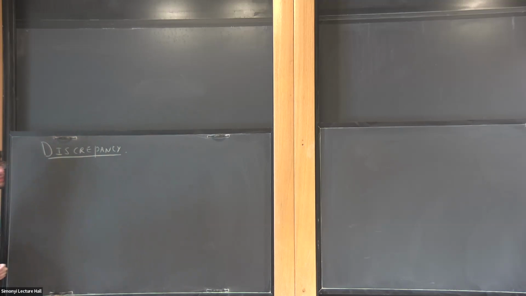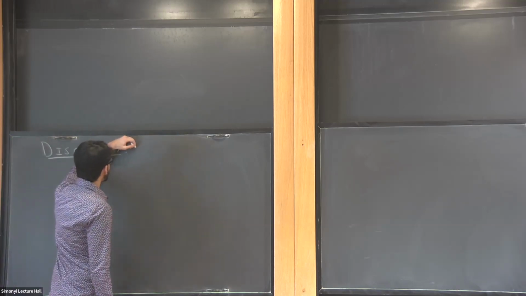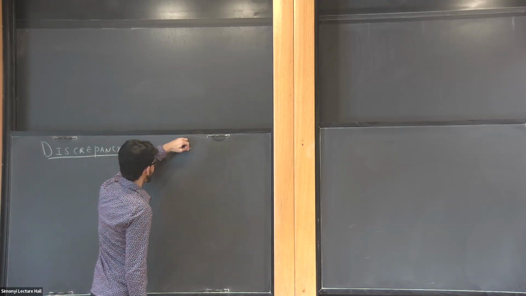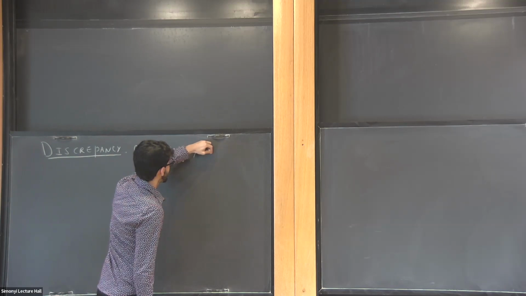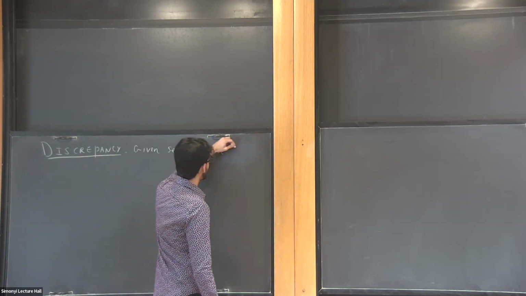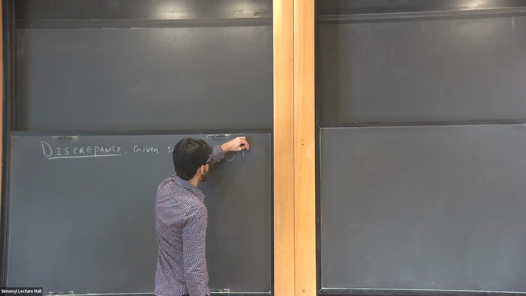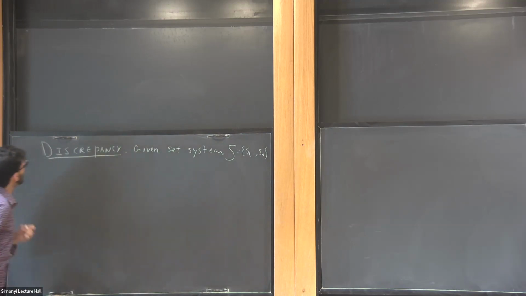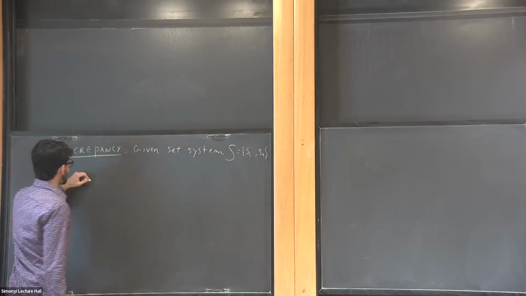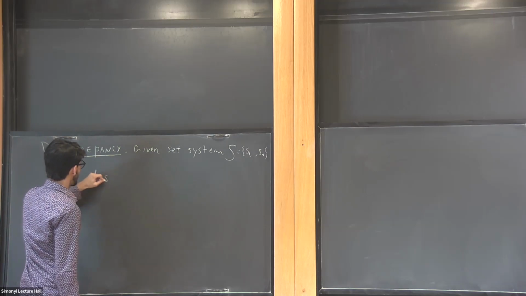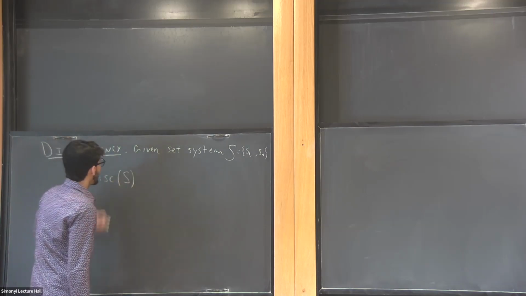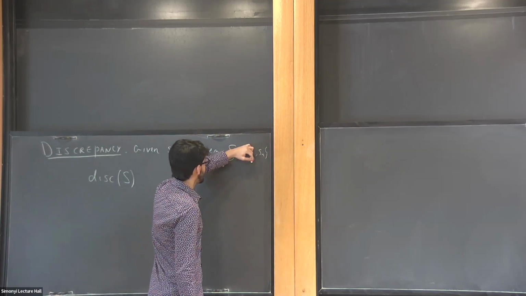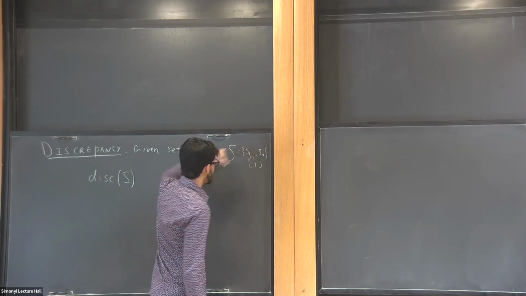So here the standard setting is the following. Given a set system, which I'll denote by S, it has some sets S1 through Sn. Here we're going to define the discrepancy of S. So let's say these sets are all in the integers from 1 through t.